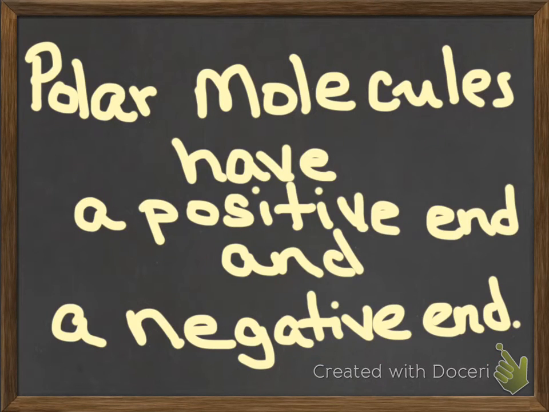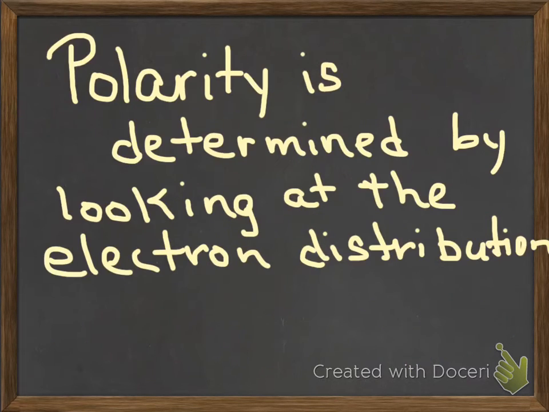Okay, so they've got a partially positive end, and we will represent that with this funky little symbol, it's like a D, kind of reminds me of a music note, with a positive. That means that if we put that by something, it means that it's partially positive. And the partially negative, we would put the little partial and a negative sign to show that one end of the molecule is partially positive, one end's partially negative. Okay, so polarity is determined by looking at the electron distribution and seeing how much time electrons are located near one atom or the other atom in a molecule.